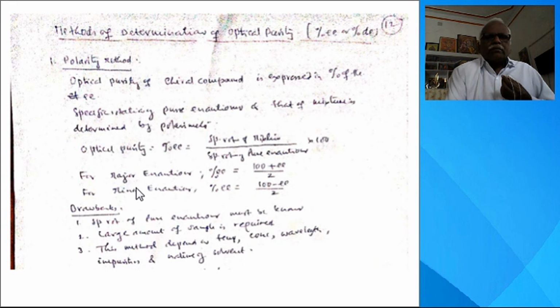And here, for the major enantiomer, the optical purity is equal to 100 plus E by 2. For the minor isomer, it is 100 minus E by 2.